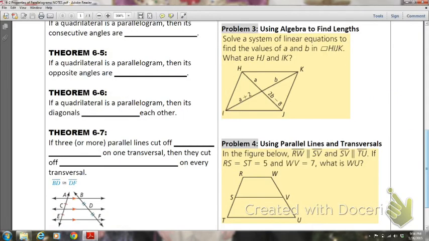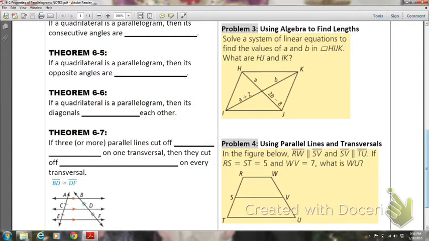In problem 3, we're using algebra to find the lengths of segments within the parallelogram. We're actually asked to find the length of HJ and IK, which are the diagonals of the parallelogram. And we're going to use a system of equations to do that. So you need to remember how to solve systems of equations from Algebra 1.